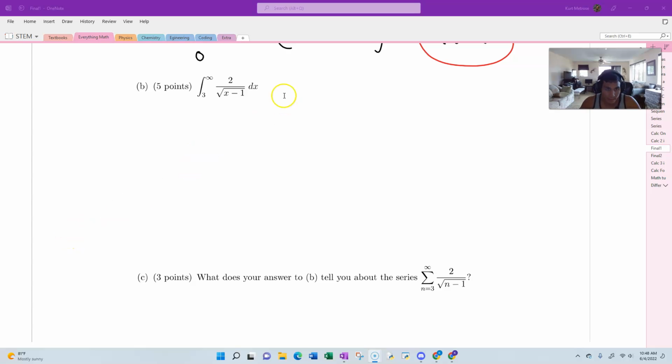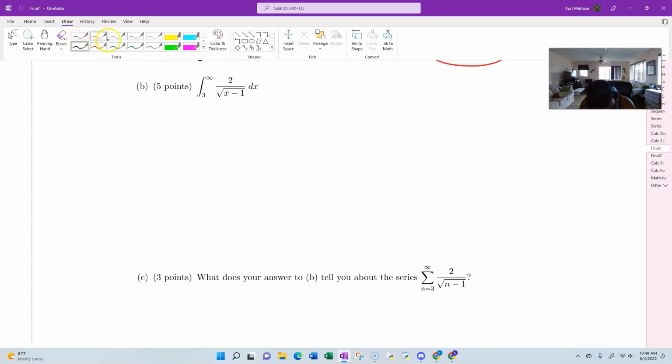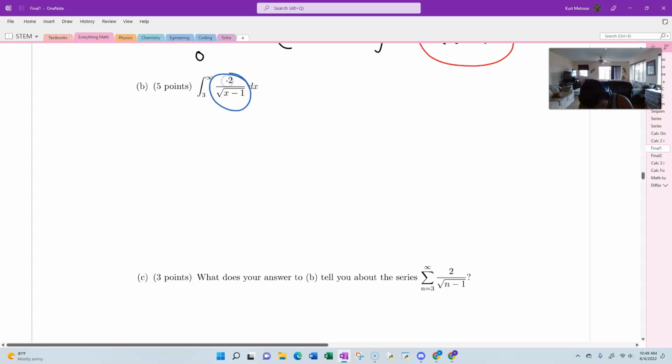Okay. So we have this integral right here, and let's just think about solving just this guy. So this integral from 2 to infinity of 1 over the square root of x minus 1 dx. Let's just solve this indefinite integral here.